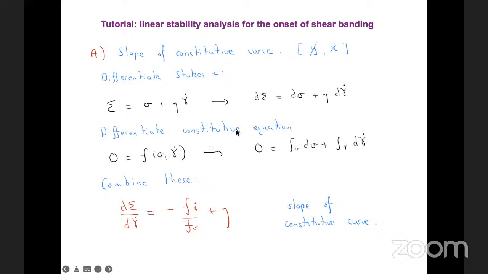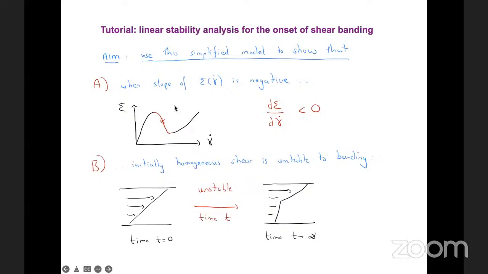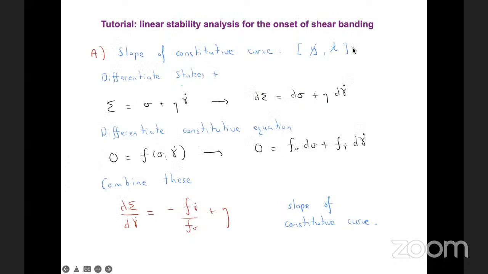Now differentiating the constitutive equation. Remember, because we're thinking about an initial state of stationary homogeneous flow, stationary means don't worry about time, homogeneous means don't worry about space. So we're not worrying about either of them, and we've crossed out the d by dt. So differentiating the stationary solution of the constitutive equation, we need to take partial differentials of this functional form f. So partial df by partial d sigma, which I've denoted f subscript sigma, times d sigma, plus partial df by partial d gamma dot, which I've denoted f subscript gamma dot, times the little increment d gamma dot.